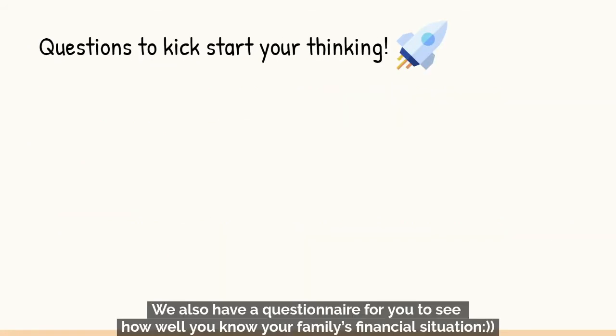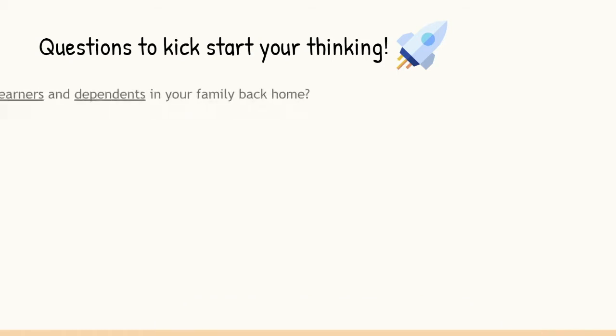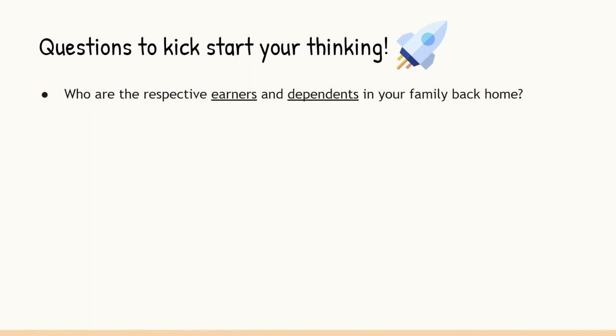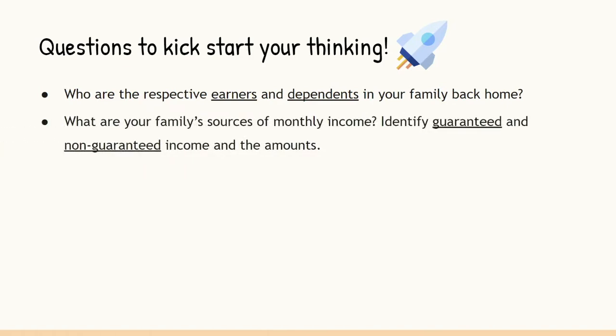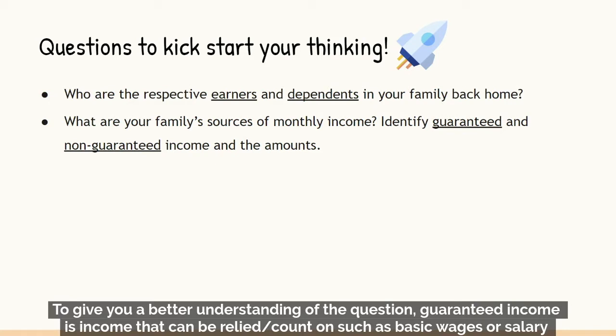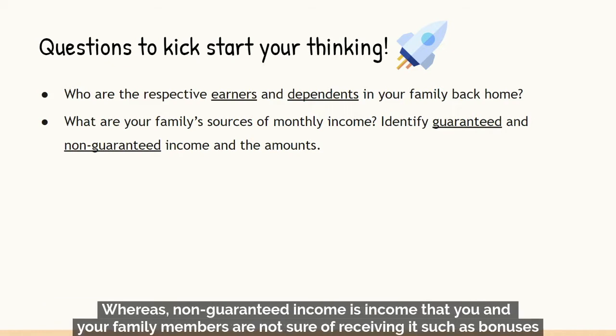We also have a questionnaire for you to see how well you know your family's financial situation. Who are the respective earners and dependents in your family back home? What are your family's sources of monthly income? Identify guaranteed and non-guaranteed income and the amounts. To give you a better understanding of the question, guaranteed income is income that can be relied or counted on, such as basic wages or salary, whereas non-guaranteed income is income that you and your family members are not sure of receiving, such as bonuses.